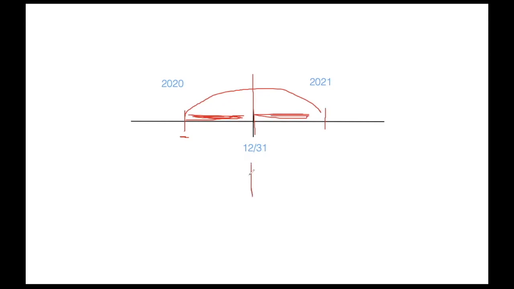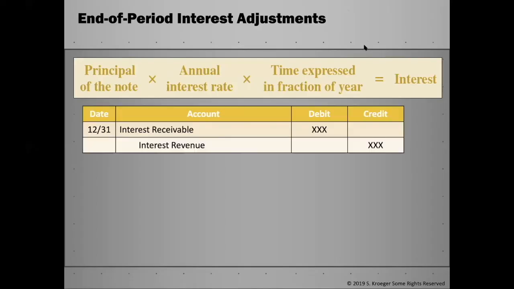We have to do one journal entry here at the end of the year to say, hey, even though I have not received the interest yet, I'm going to, but I earned it in 2020. Then we do another journal entry when the note is honored, when we receive the money saying, hey, we got all the money from this time period and all the interest from this time period as well. The first journal entry at the end of the year will look like this.